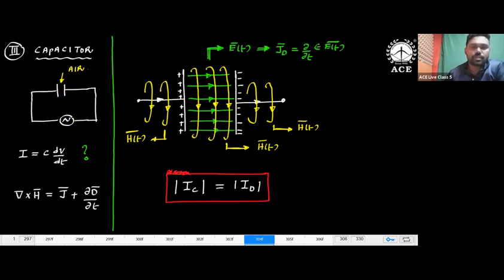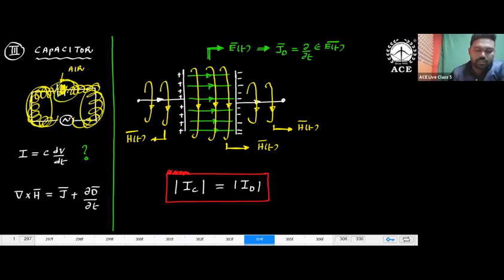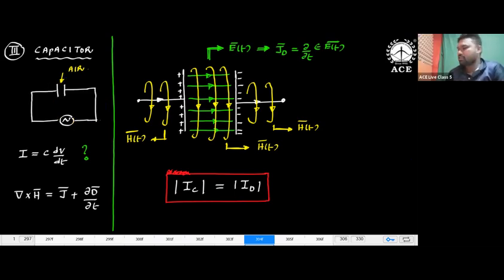So here there is a current flow, here there is a current flow, here there is a current flow. The current flow here and current flow here must be the same, isn't it? Obviously, which must be equal to this one. So it is the same like a series concept.